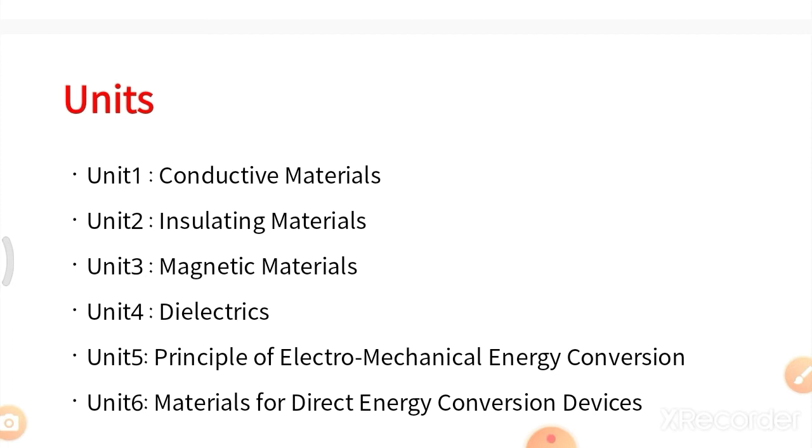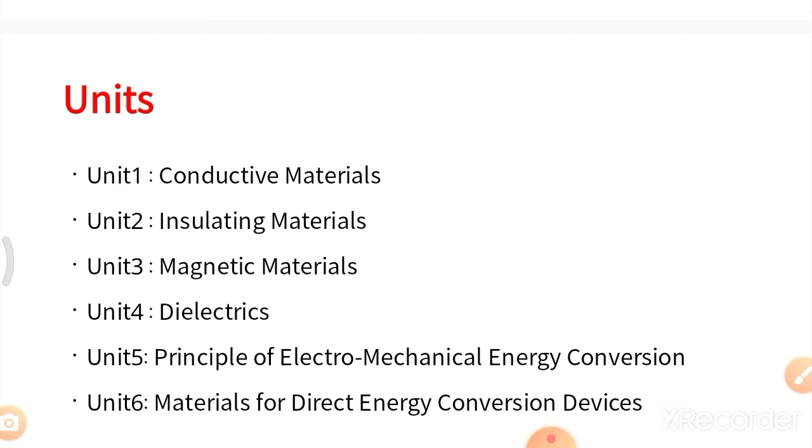Fourth unit is dielectric. In this chapter, we will see different types of dielectric materials, its property and specification. Fifth unit is principle of electromechanical energy conversion. In this unit, we will see how energy is converted from one form to another form, different types of coupling media. That all part we will cover in fifth unit.